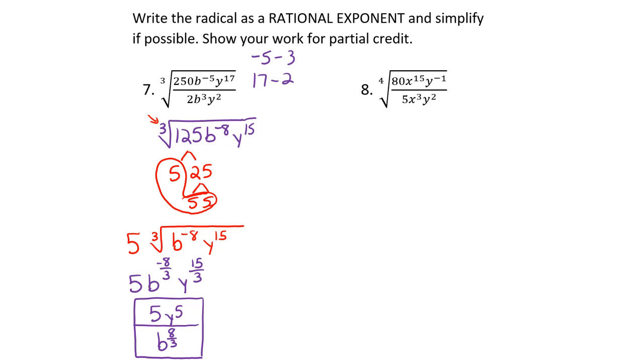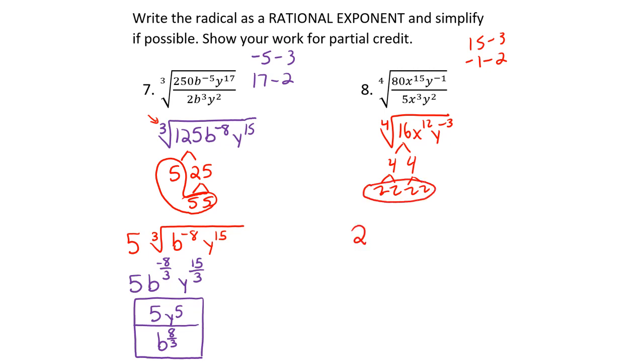Number 8. I'm going to start off with doing 80 divided by 5, which is 16. 15 minus 3 for the x's, which is going to give me x to the 12th. -1 minus 2 is going to give me y to the -3. I'm going to go ahead and simplify 16. That's 4 times 4, 2 and 2, 2 and 2. And once again, the index is a 4, so I want to circle 4 of the same thing. So I'll have a 2 outside the radical. Don't forget your index. X to the 12th, y to the -3.